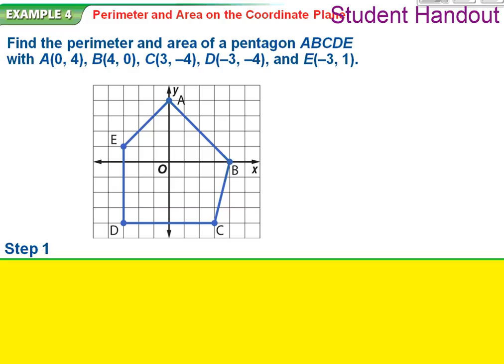It says find the perimeter and area of the pentagon ABCDE. With the coordinates that are given, A is (0, 4), B is (4, 0), C is (3, -4), D is (-3, -4), and E is (-3, 1). The first thing we're going to do is use the distance formula to find all of the missing side lengths as we look at this handout. This is a pretty involved problem, so I gave you a big sheet of paper with plenty of room on it for you to find the different things.